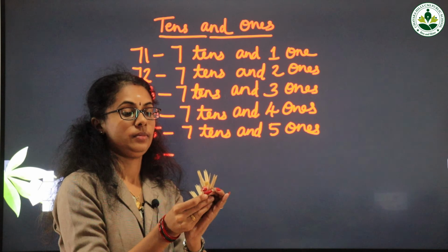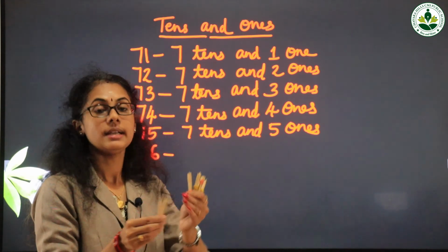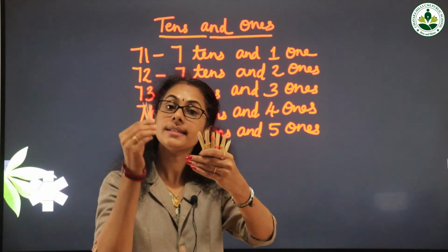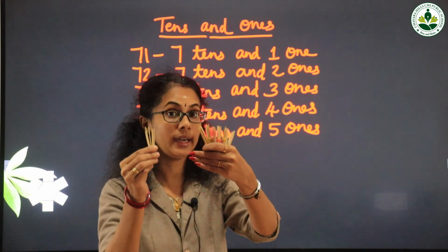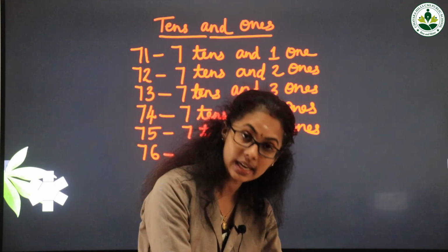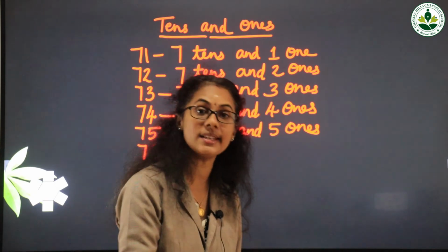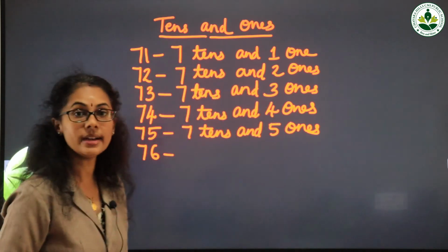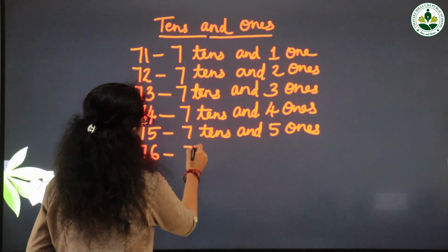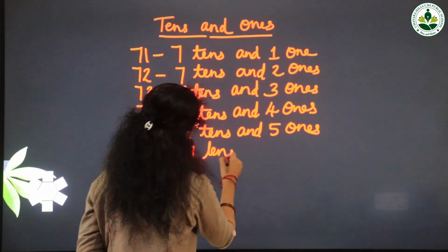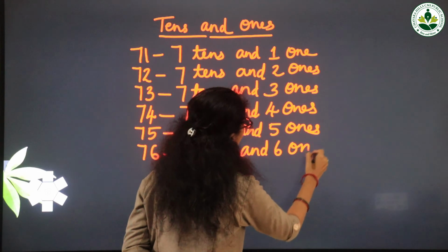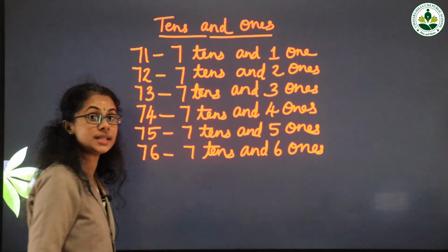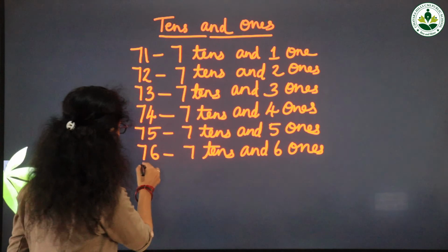1, 2, 3, 4, 5, 6. Okay, 7 tens and 6 ones. Which number? Number 76. How many tens and ones in 76? 7 tens and 6 ones. Which number comes after 76? Next number is 77.